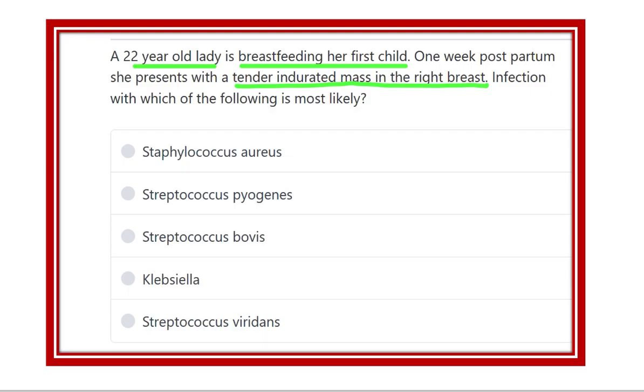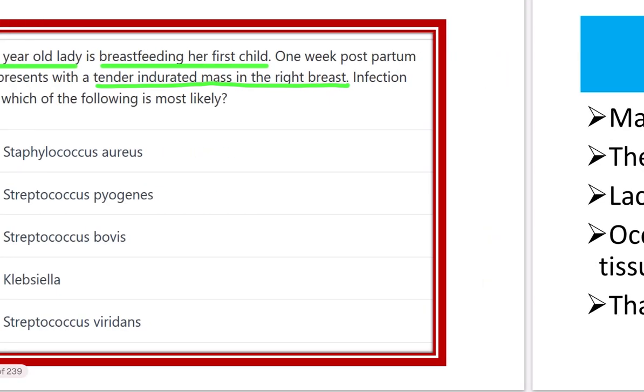So here this is an obvious feature of mastitis, that means inflammation of the breast, and the patient is a 22-year-old female breastfeeding her first child. So what may be the organism responsible? Here the options are Staphylococcus aureus, Streptococcus pyogenes, Streptococcus bovis, Klebsiella, and Streptococcus viridans. So which may be the organism responsible for early mastitis?